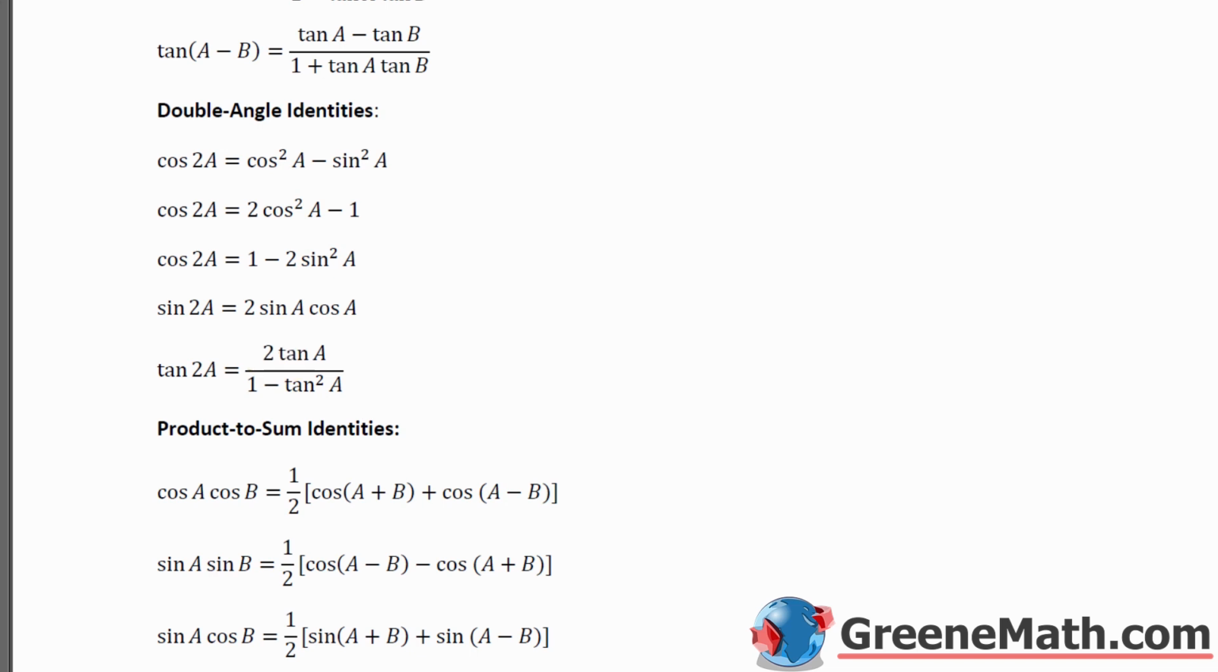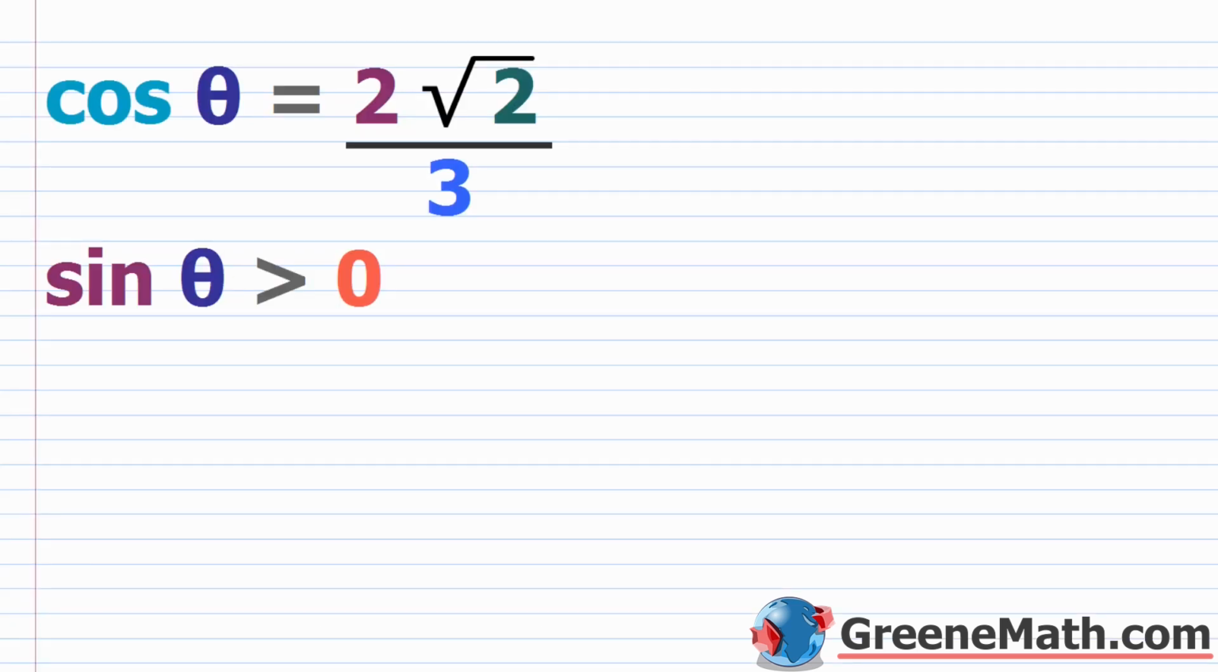Okay, so the problem we're going to look at here is asking us to find some trigonometric function values. We have the cosine of theta is equal to 2 times square root of 2 over 3. And we have that sine of theta is greater than 0, or you could just say positive. So if cosine of theta is positive and sine of theta is positive, that tells me that we're in quadrant 1. So we can say here that theta is in quadrant 1. We're going to need that piece of information.